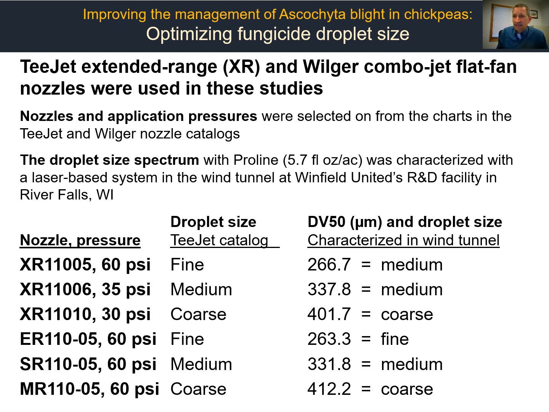We had them test the actual droplet size spectrum using their laser-based system in their wind tunnel in the R&D facility in River Falls, Wisconsin. What we found is that what the catalog said would be a fine droplet with TJET was actually on the fine end of the medium spectrum, and what the catalog said would be a fine droplet with Wilger was in the fine spectrum, but again on the coarser end of the fine spectrum.